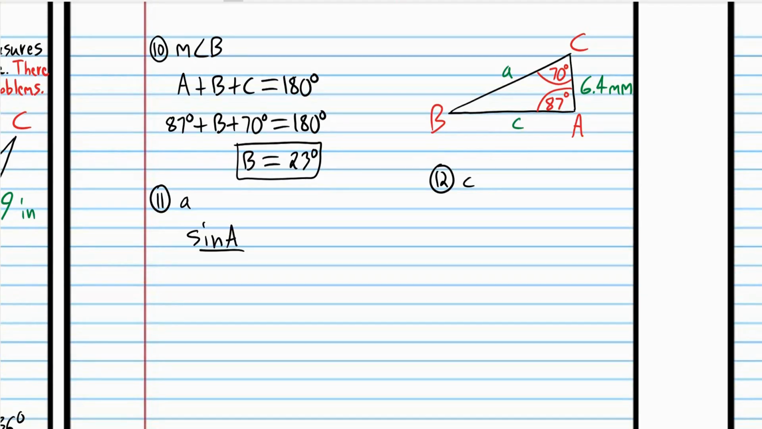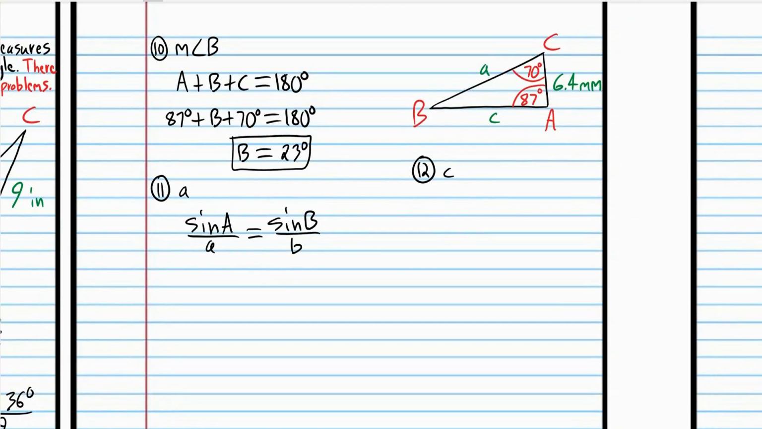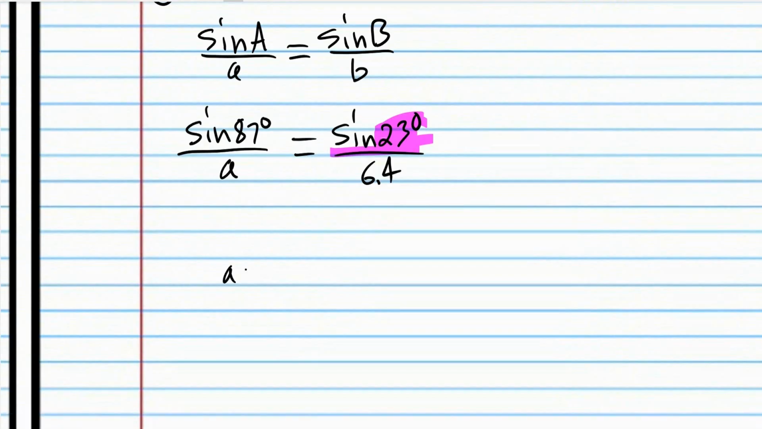Now on to problem 11. We're looking for the length of side A, so obviously we're going to use sine A over A, and we're going to have to use the measure of angle B, because that's the only other angle that we have, and we do have the length of side B. So sine 23 degrees over the length of side B, which is 6.4 millimeters, is equal to sine A, which is 87 degrees, over the length of side A, which we don't know. So let's do the math.